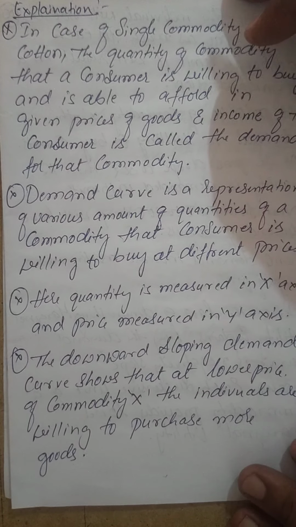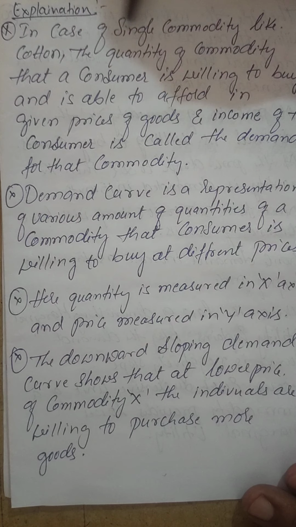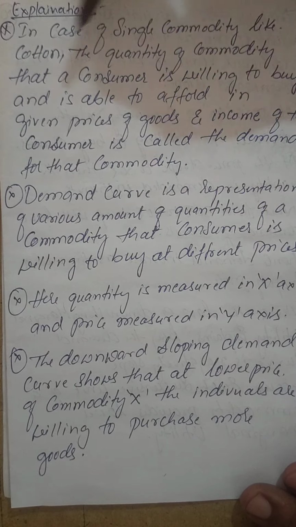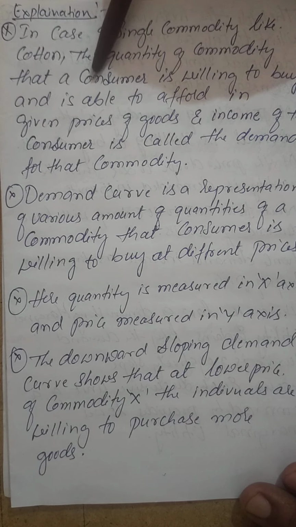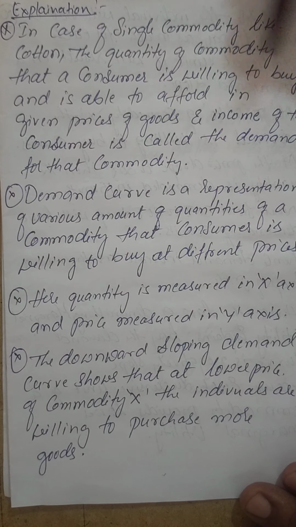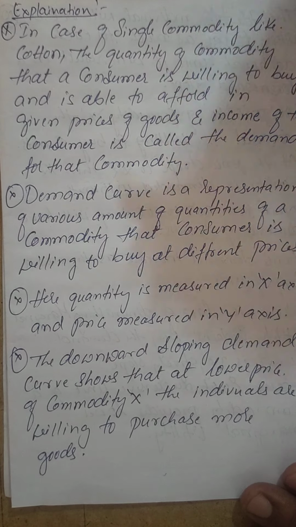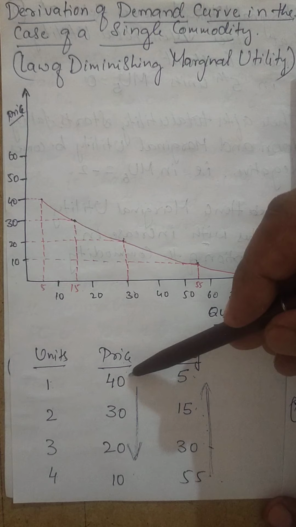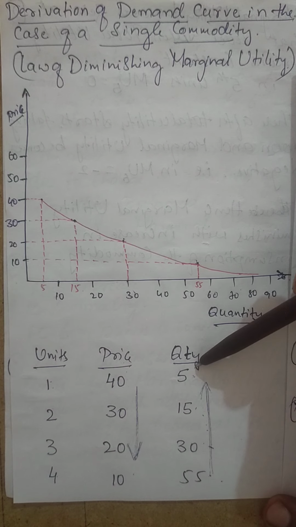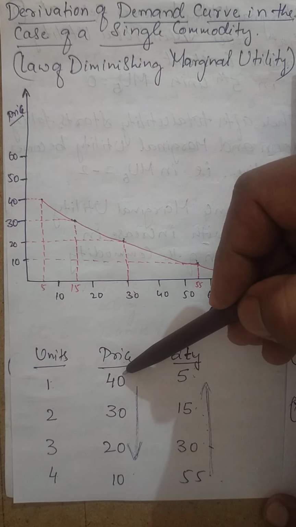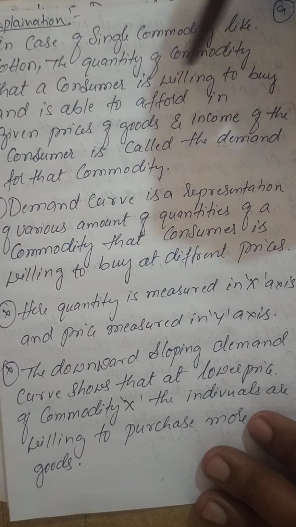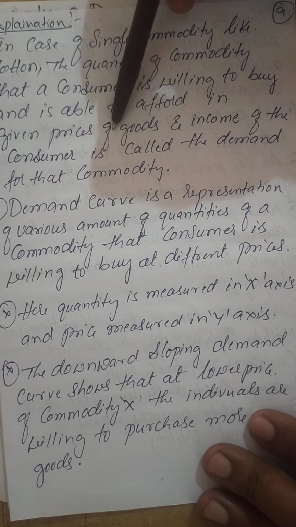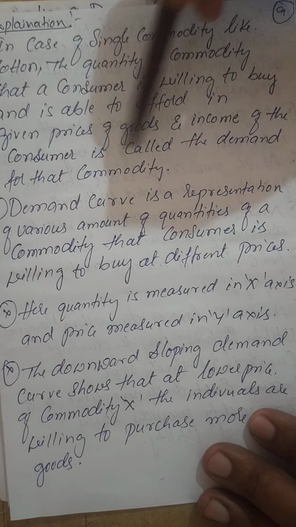The explanation also goes in this fashion. In the case of a single commodity, cotton, they have considered the quantity of the commodity that the consumer is willing to buy and is able to afford. That means at this much price, he is willing to buy and able to afford this many kg, for given prices and the income of the consumer.